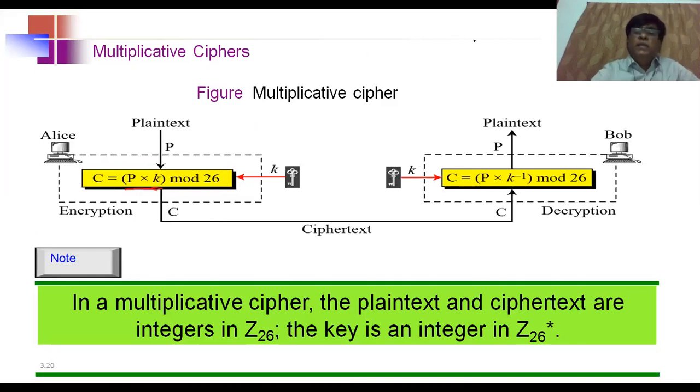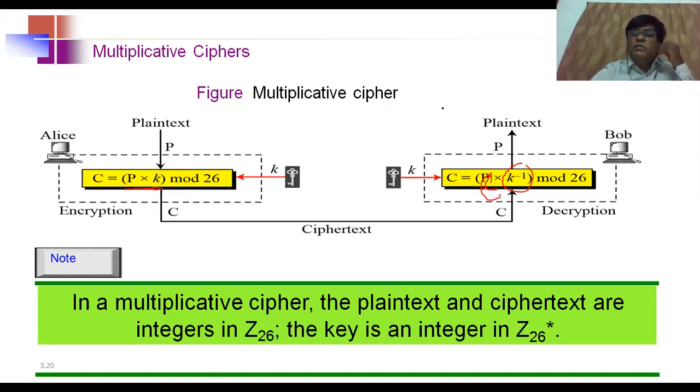At the decryption side, to convert the ciphertext into plain text, I should multiply the character in the ciphertext with the inverse key. Suppose I multiply the plain text character with some k, then I should multiply the ciphertext character with its k inverse. That is the only difference. Here I multiplied the plain text character with the k. Here I multiply the ciphertext character with its inverse key.